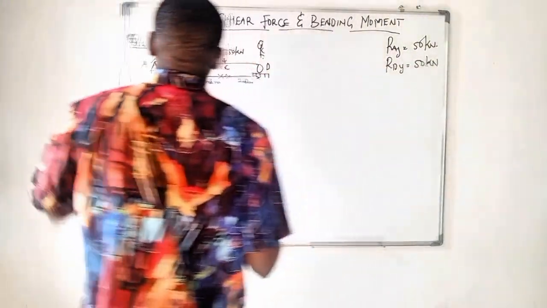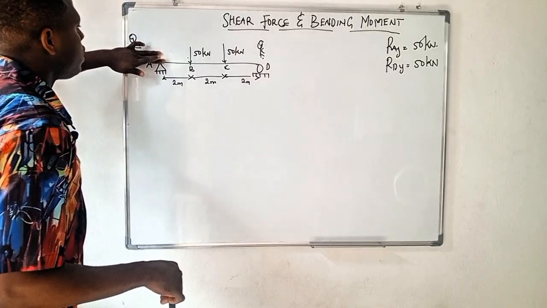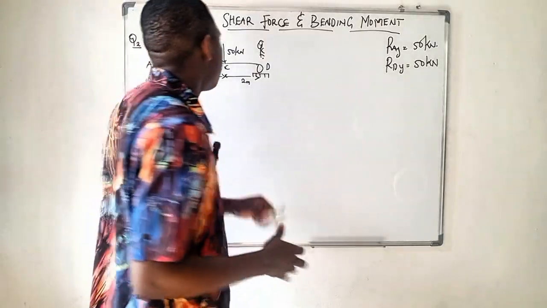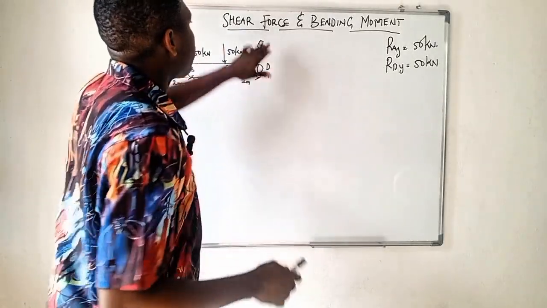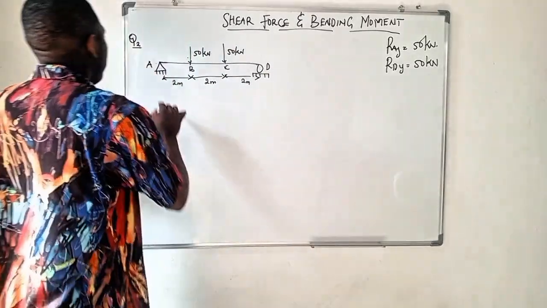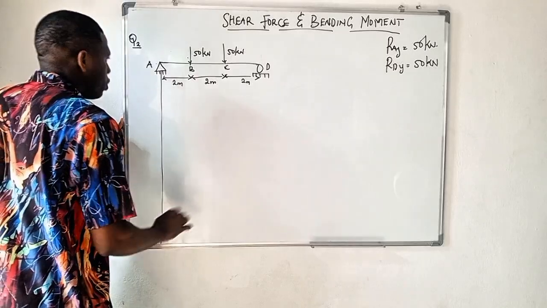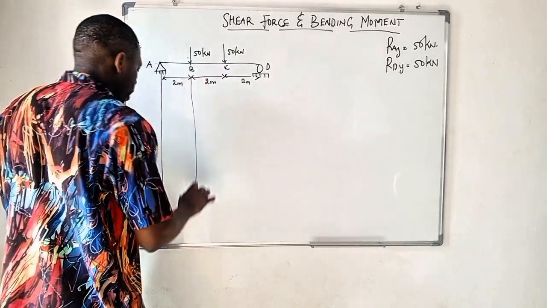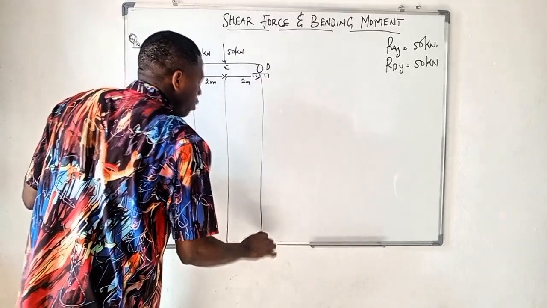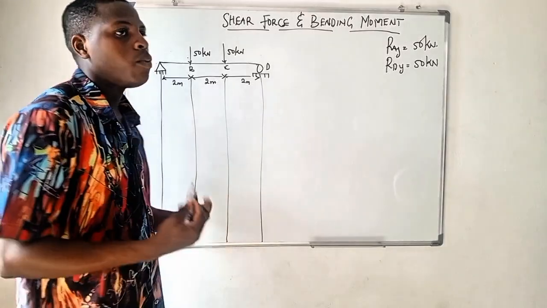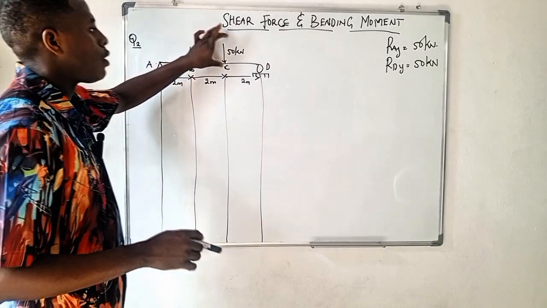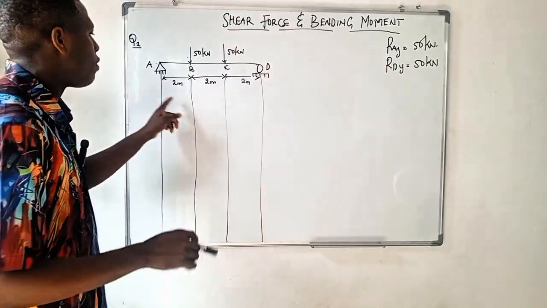For you to draw your bending moment and shear force diagram, the first thing you do is go to a fresh new page and redraw the diagram that was given to you. After redrawing your diagram, use your pen to draw a faint line from your support downward. Use your pen again, draw another faint line downward, and another, and another. You are drawing the faint lines where you are seeing your forces. So we have one here, another one here, another one here, and the last one here.